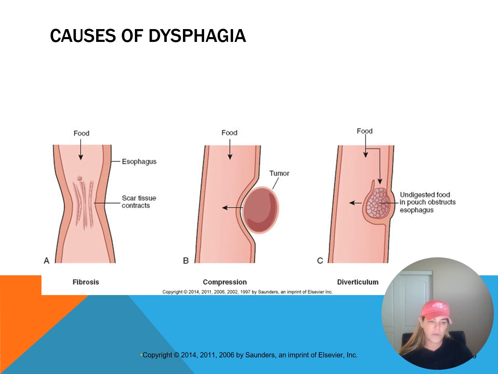You have the fibrosis or scar tissue here that usually happens because of long-term GERD, a tumor that pushes on your esophagus, or you have the outpouchings in your esophagus where food gets diverted to and causes these obstructions in your throat.